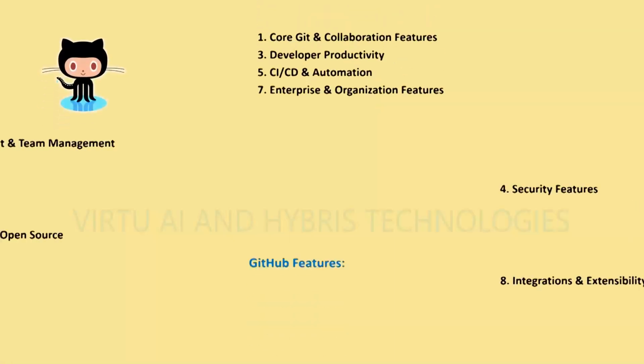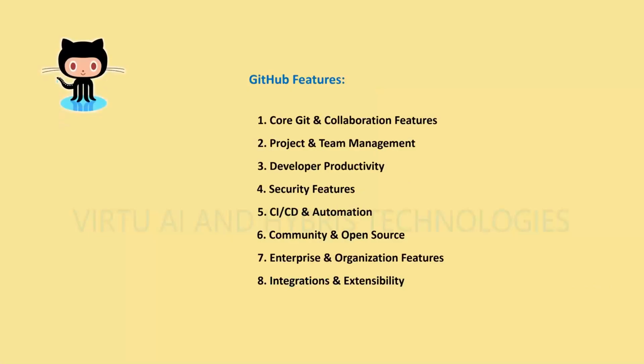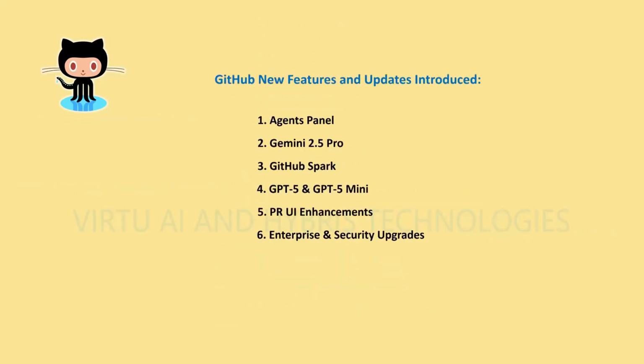Let's discuss GitHub features. The GitHub features are core Git and collaboration features, project and team management, developer productivity, secure features, CI/CD and automation, community and open source, enterprise and organization features, integrations and extensibility. GitHub new features and updates introduced: Agents panel, Gemini 2.5 Pro, GitHub Spark, GPT-5 and GPT-5 Mini, PR UI enhancements, enterprise and security upgrades.